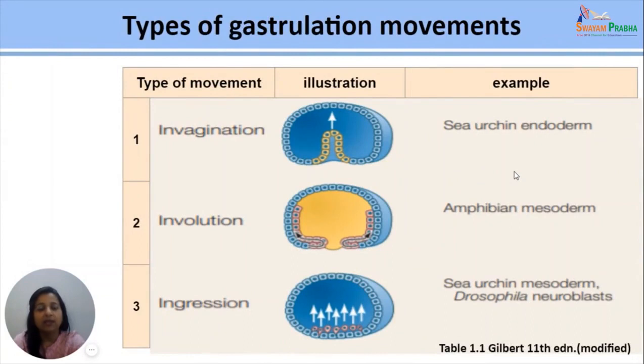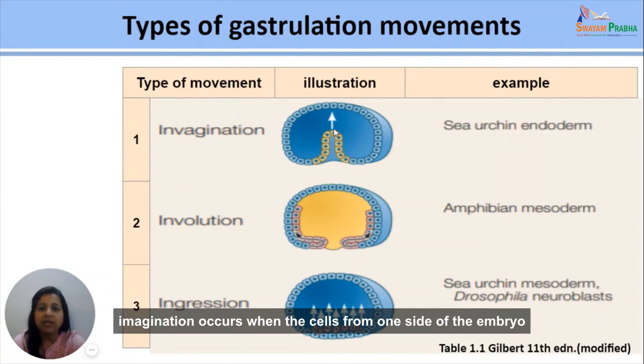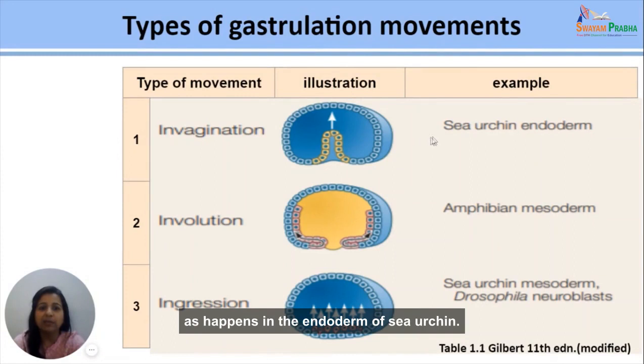This diagram shows the types of gastrulation movements that occur in the embryos. The first type of movement is the invagination. Invagination occurs when the cells from one side of the embryo start to poke inside the embryo, or inside the cavity of the embryo, as happens in the endoderm of sea urchin.